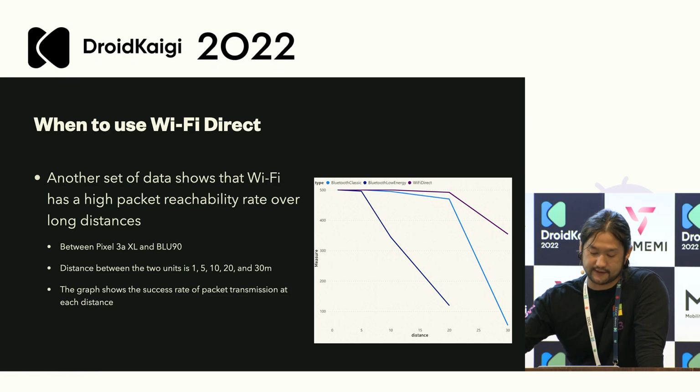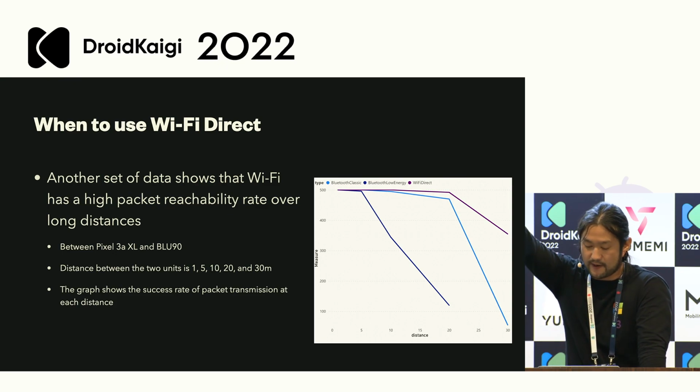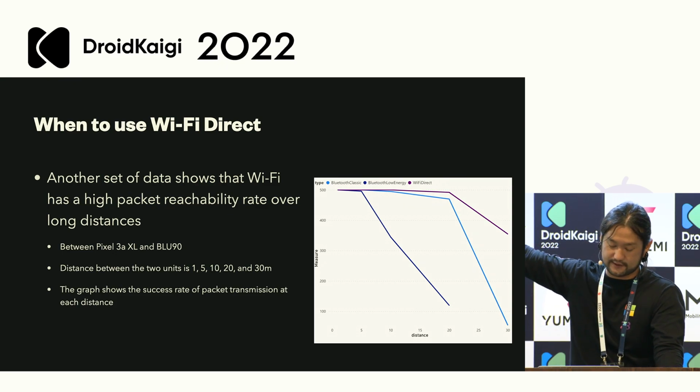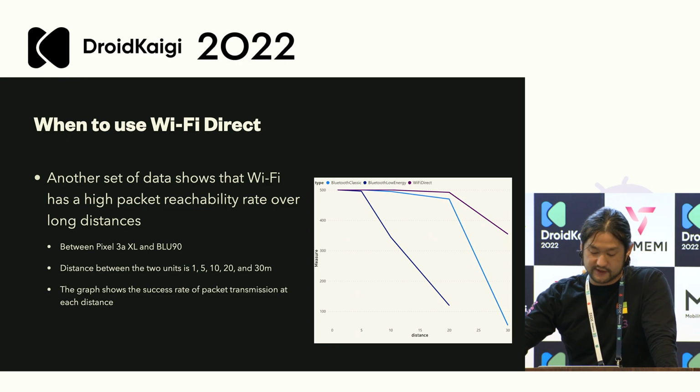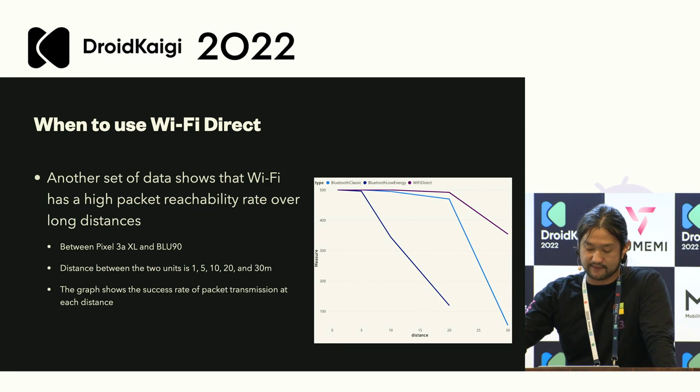I also have some data. This diagram is a packet reachability rate over different distances. The higher the bar, the higher the success rate. Wi-Fi showed slightly higher packet reachability at any distance. So if you are in a situation where you want to increase packet reachability at longer distances, you should probably go with Wi-Fi.